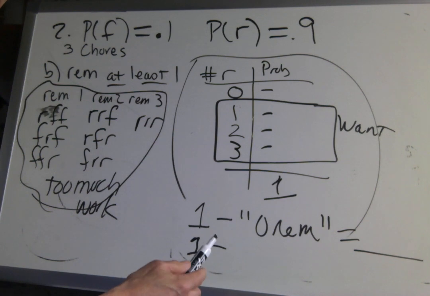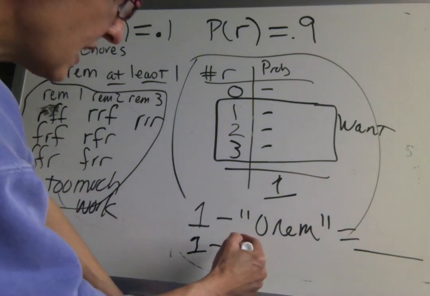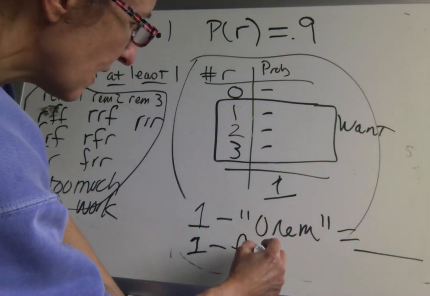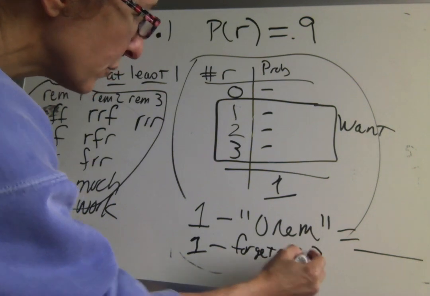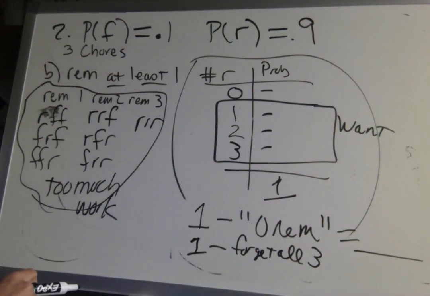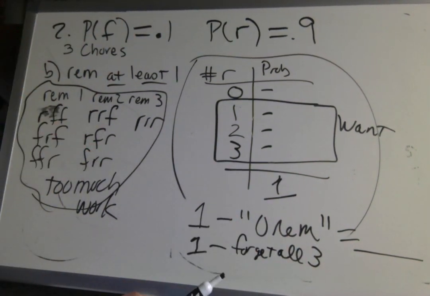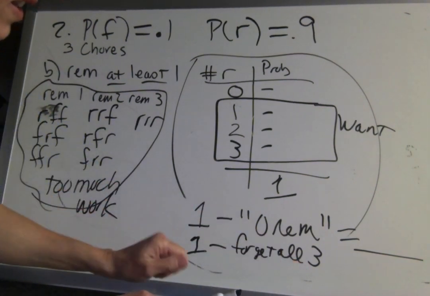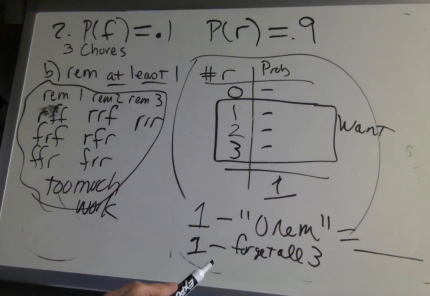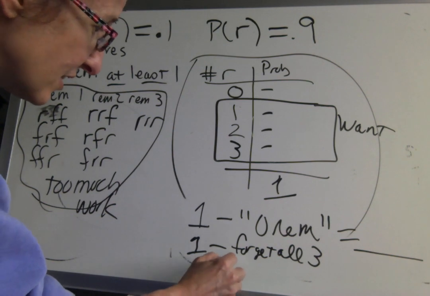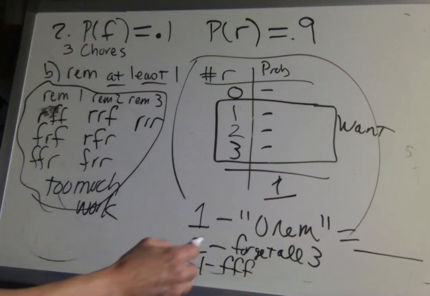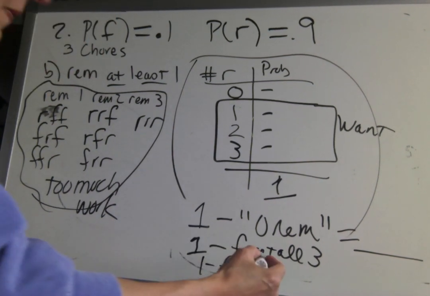We have to say it, 0, remember, in a different way. If I remembered nothing today, what really happened? I forgot all 3. See how those are just synonyms? It's the same thing. I didn't change the problem. Forget all 3 is the exact same thing as 0, remember. But I can calculate this. Actually, I think I already did calculate it on part A, right?